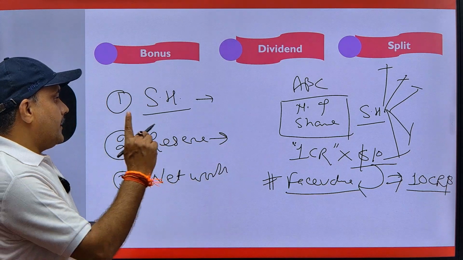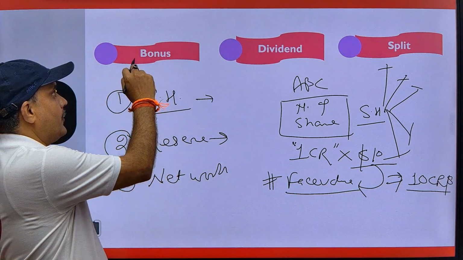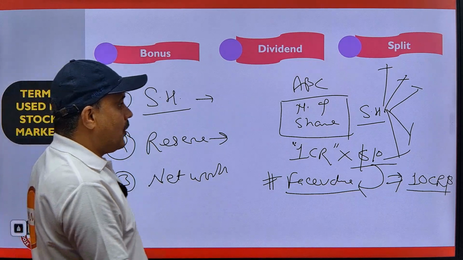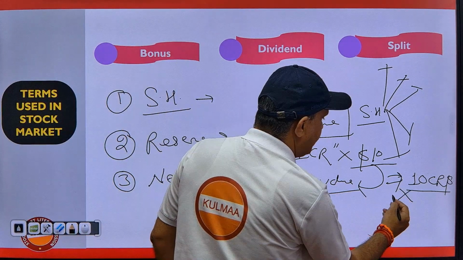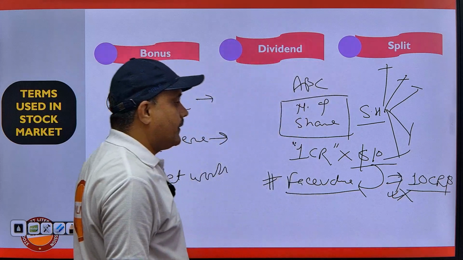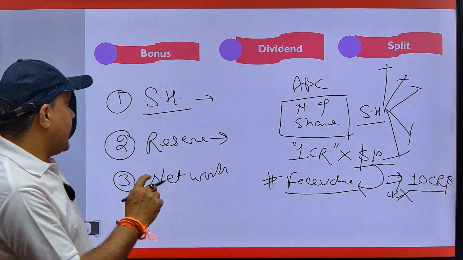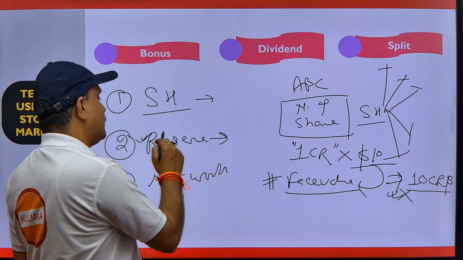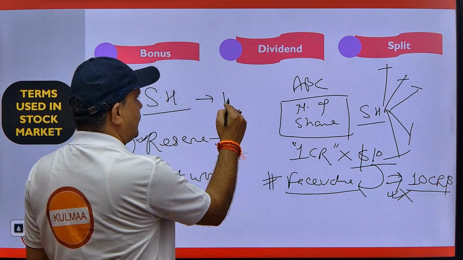Now, when they provide dividend or when they provide bonus, they don't touch it. That is the market value, all is well, but apart from it, there should be some reserve. Okay, that means shareholding is what?